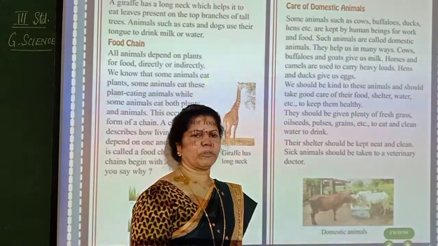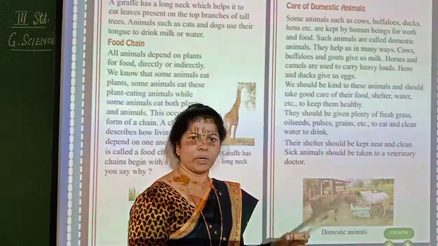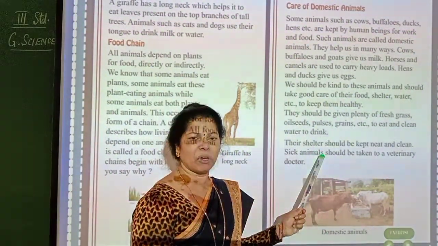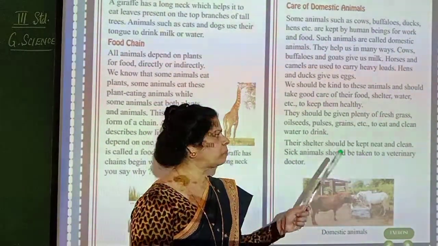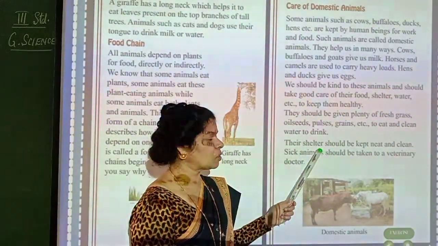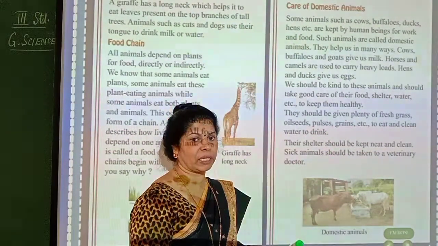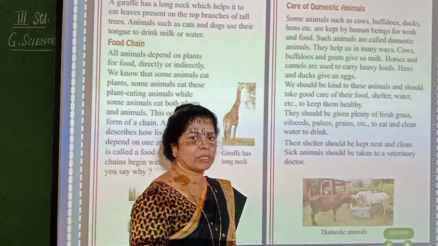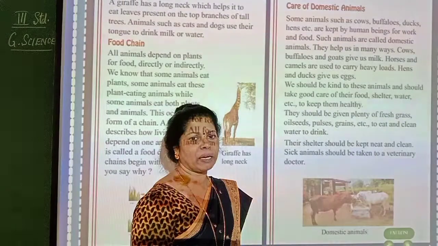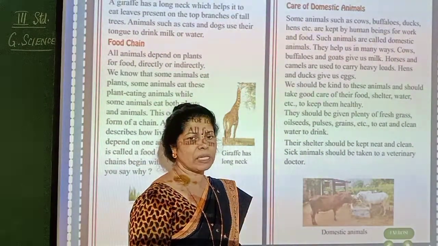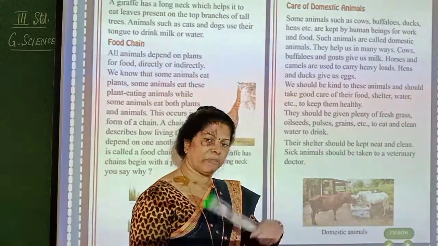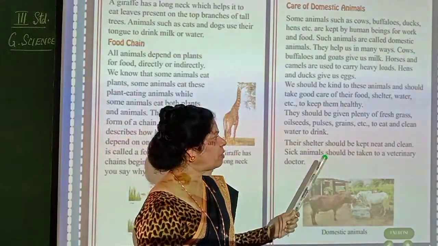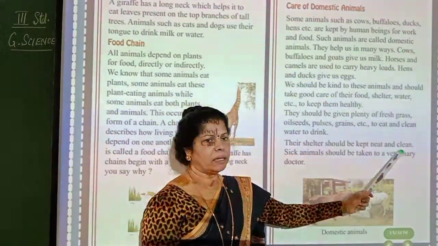Now, if you want to go to the toilet, you go to the washroom, isn't it? But for them all those things will not be there. Wherever they are, they will be passing all the unwanted things. So you have to keep them neat and clean. Otherwise, the disease-causing germs will start originating there. And once the disease-causing germs come, it will affect the animals, plus it will affect you also. So you have to always keep them neat and clean.